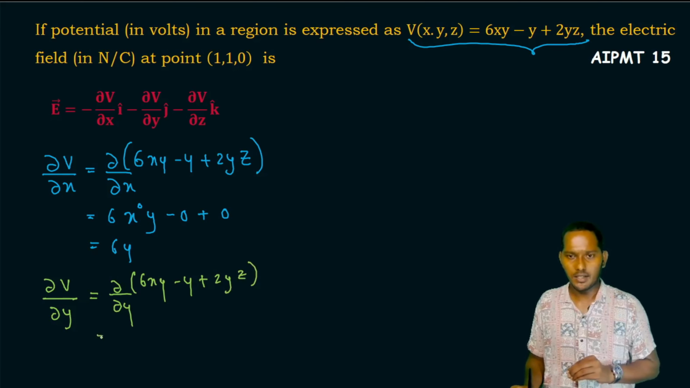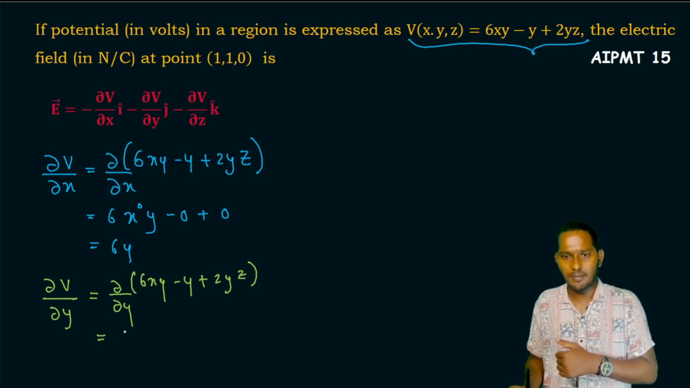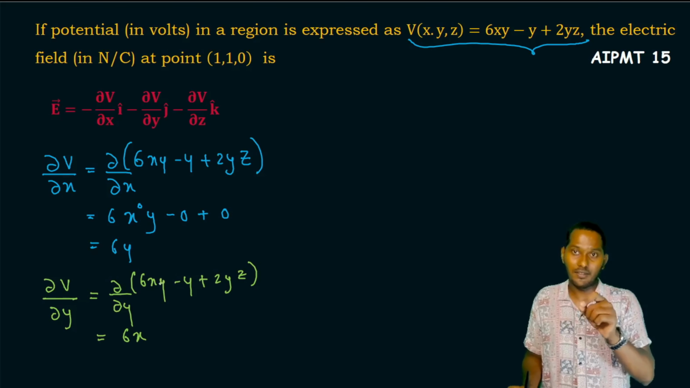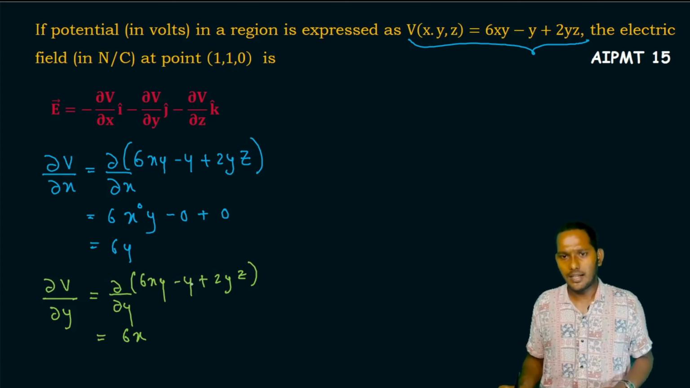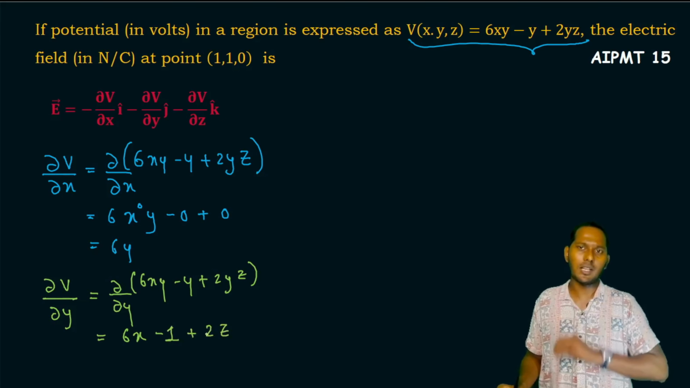So here in this case, again, if you just see, it is going to be this time as well 6x I'll be getting, right? Because the derivative of y is going to be y to the power 0, which will be a 1. And here again, this is going to be also 1, guys, minus 1. And here in this case, it will be 2 times the z. So this is what I'm having.